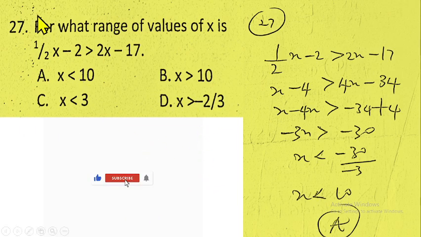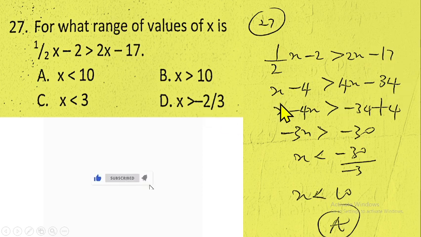Question number 27 is also from inequalities. We have to find the range of values of x. For what range of values of x is 1 over 2 x minus 2 greater than 2x minus 17. So we can multiply through by 2 to clear this denominator. If I multiply this one by 2, I have x. Multiply this one by 2, I have minus 4. Multiply this by 2, I have 4x. Multiply this one by 2, I have minus 34.